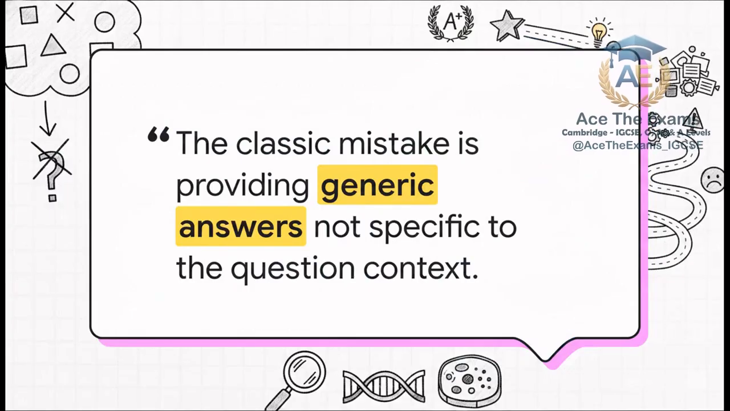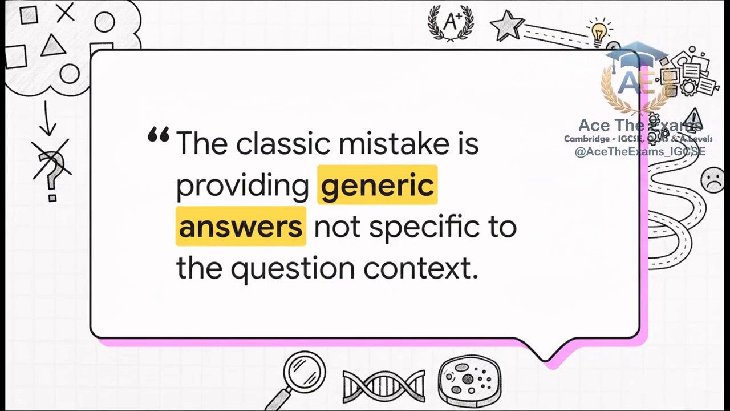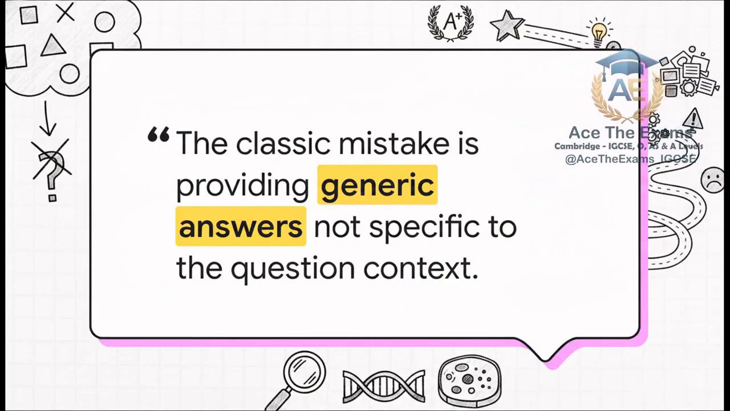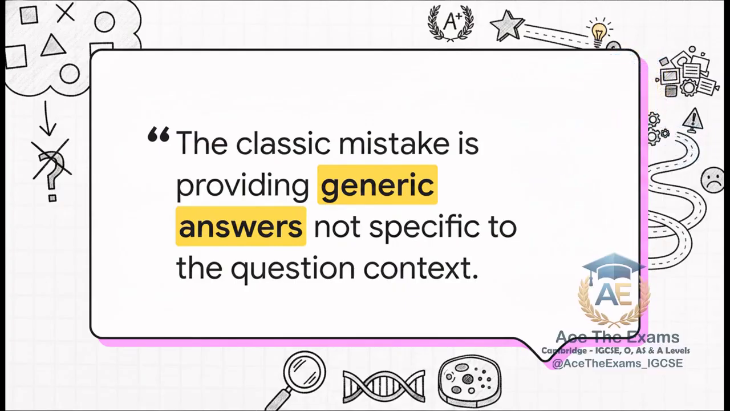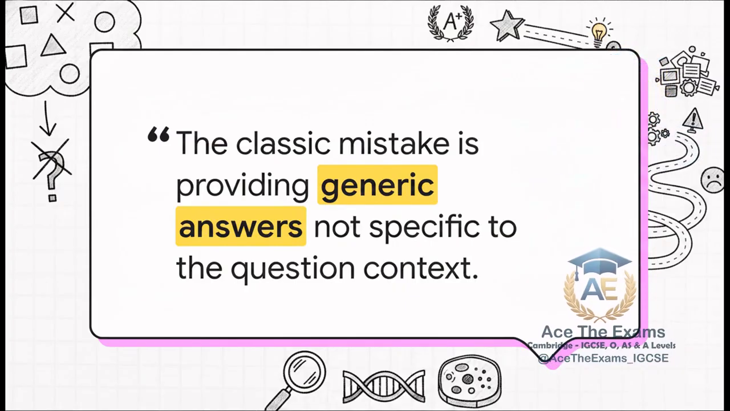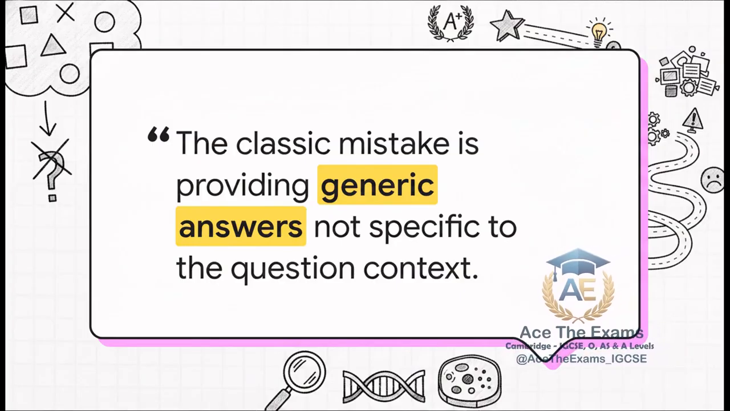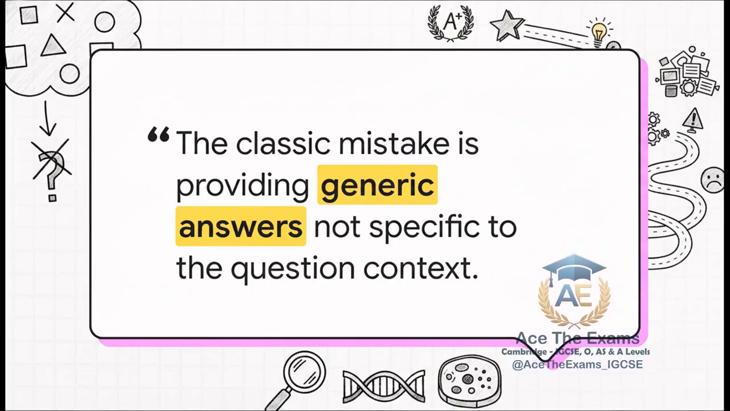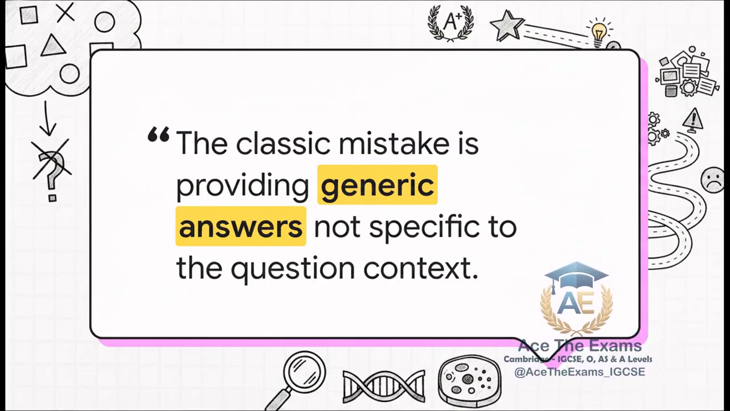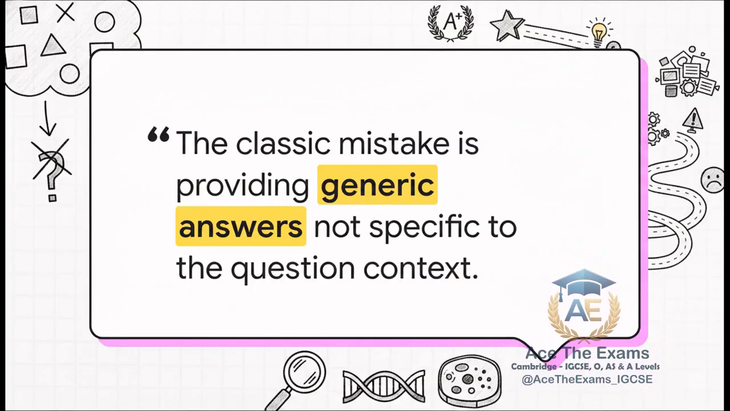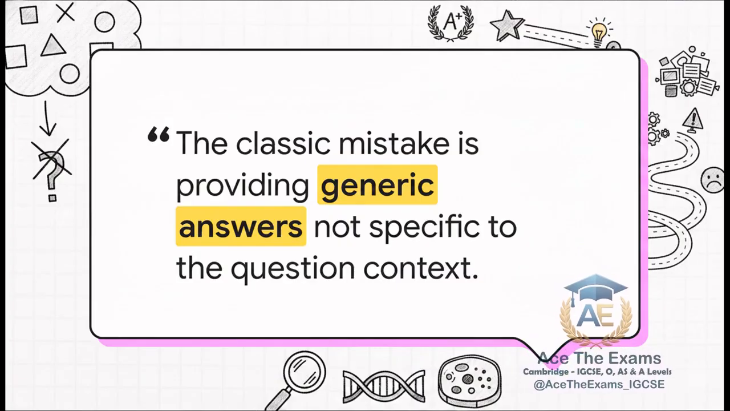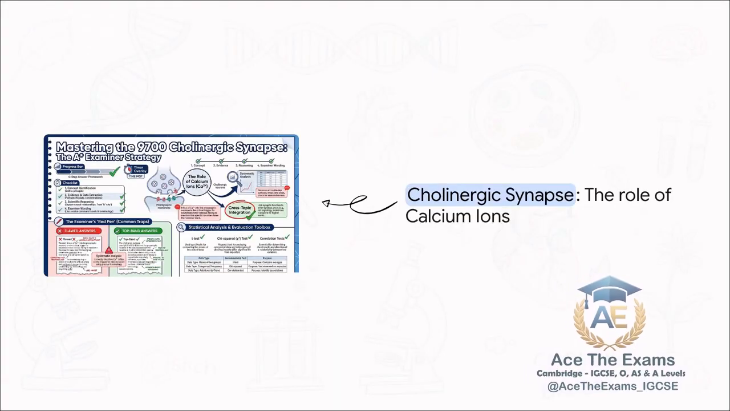I really want to let this examiner quote sink in for a moment. The classic mistake is providing generic answers not specific to the question context. Always link every point to the given scenario. This right here is the dividing line between an average score and an A star. True mastery is transferability. Examiners are actively testing whether your biological principles can be applied, using evidence-based reasoning in entirely new, unseen situations. Let's look at another highly dynamic system.